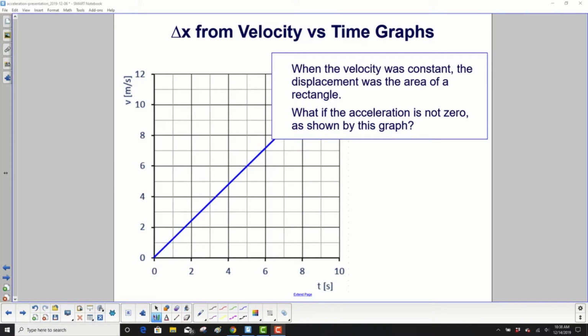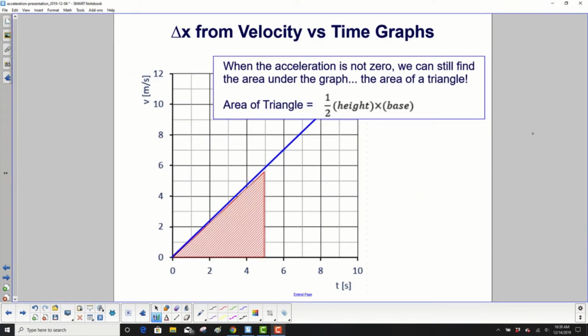But what if we have a case like this, where the acceleration is not 0? We have the speed going from 0 meters per second up to, looks like, 8 meters per second, somewhere around 7 seconds. So, how do we find the displacement now? We can still find the area under the graph, except this time we have a different shape. We just take the area like this under the graph.